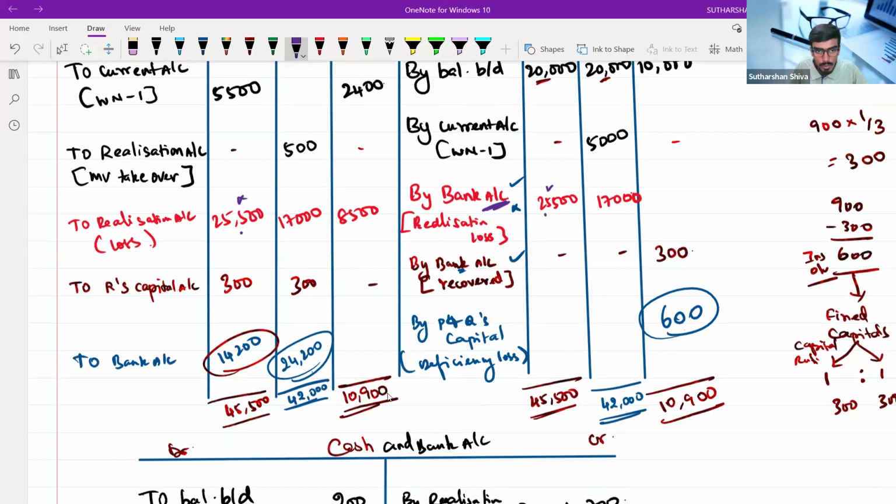Suppose this 25,500 I never put. At that time my bank balance will show on the credit side. Is it right? Because my debit side will be higher, it will show on my credit side. The partners' capital account will show the credit side bank account. It means they are not bringing the cash. Even though your cash and bank account will get tallied, even though you do not pass this adjustment on the debit side, the credit side adjustment should be there. On the debit side, based on the question, we will take a call.